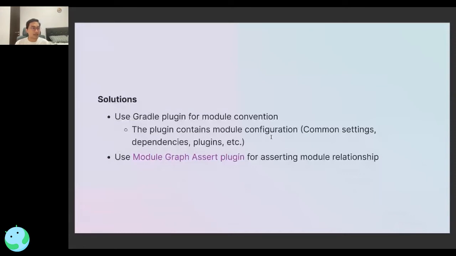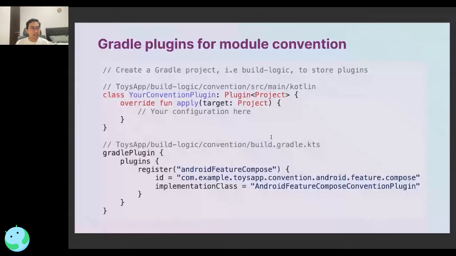Okay, how do we use this convention plugin? First, we need to create a project to store the plugins, right? Somewhere. And let's call this project build logic. Next, we create the actual plugin. And the plugin itself is just a standard plugin that implement plugin interface. Finally, we need to register the plugin like this so that it can be used by others.